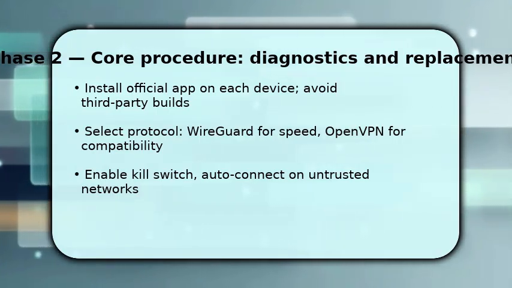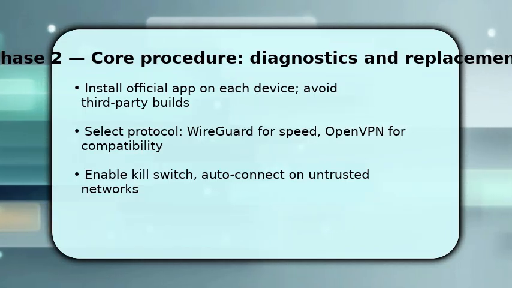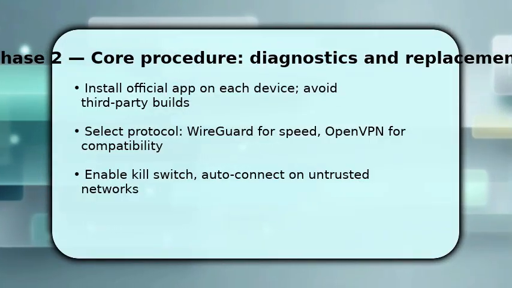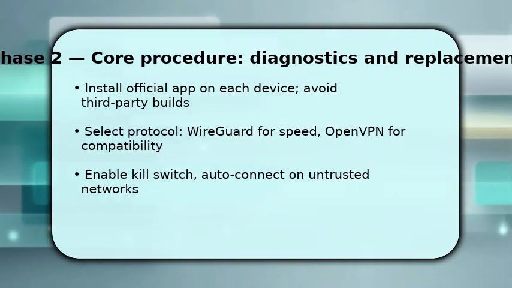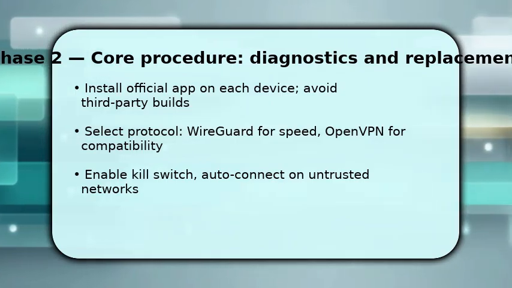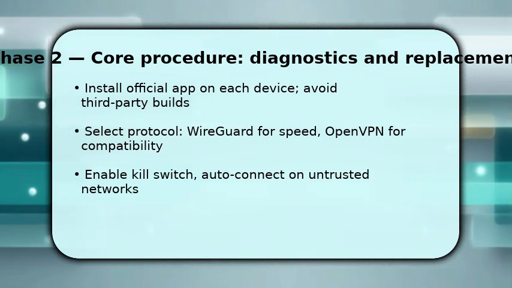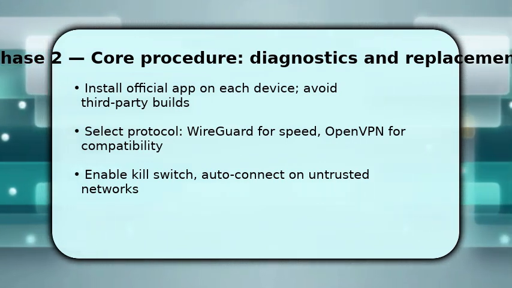Configure protocol, WireGuard for faster throughput, OpenVPN if you need wider compatibility, because the protocol affects both privacy and speed. Next, enable the kill switch and auto-connect on public Wi-Fi so you never leak traffic. Make sure DNS leak protection is active, and set split tunneling only if specific apps must bypass the VPN. Otherwise, keep full tunneling for maximum privacy.